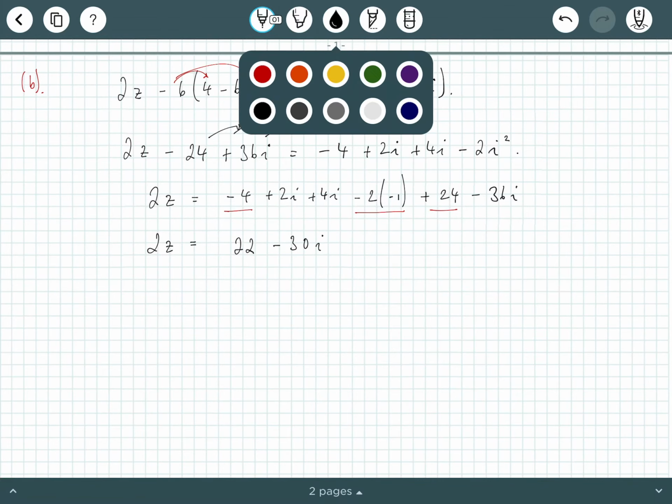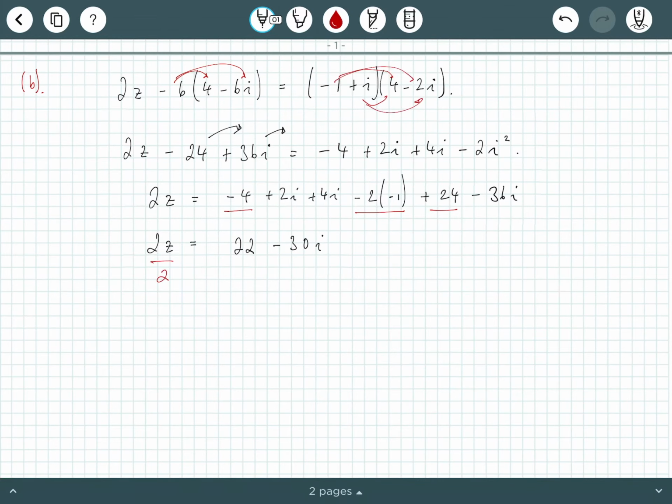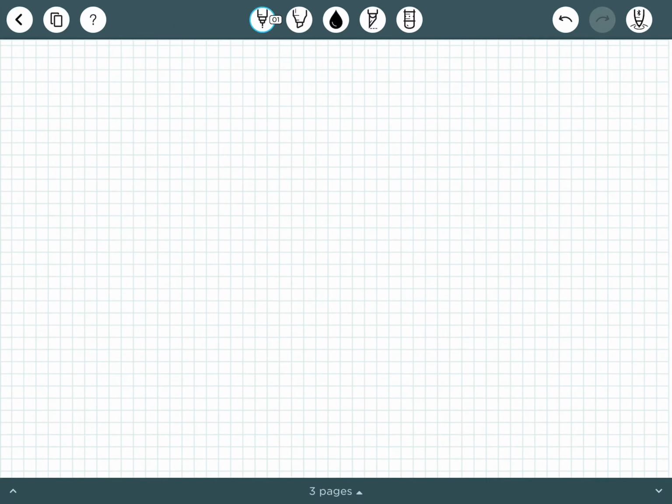Now, I don't want that 2 there, so I'm going to divide everything by 2. And we get z is equal to 11 minus 15i. Okay, and there's z. Alright, let's move on to the next question I gave you. Move on to a new page again.